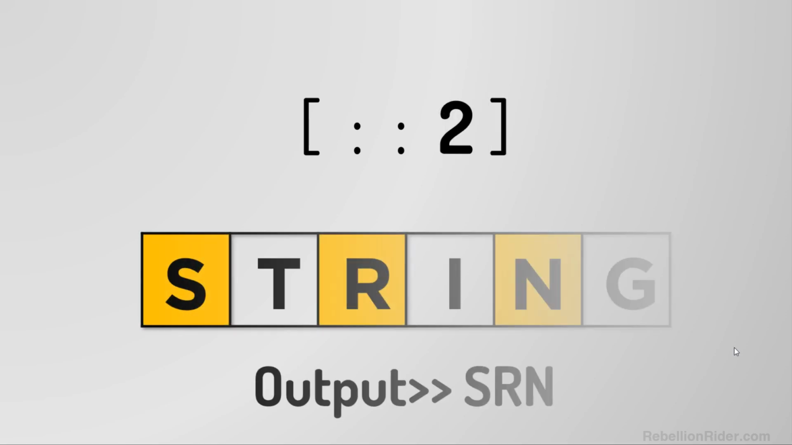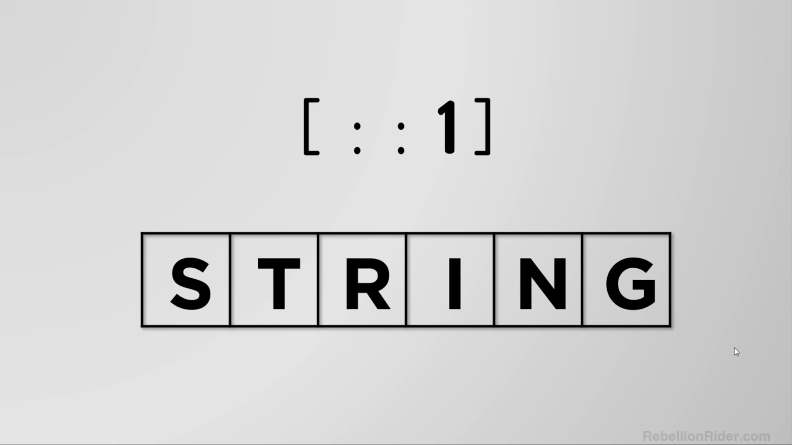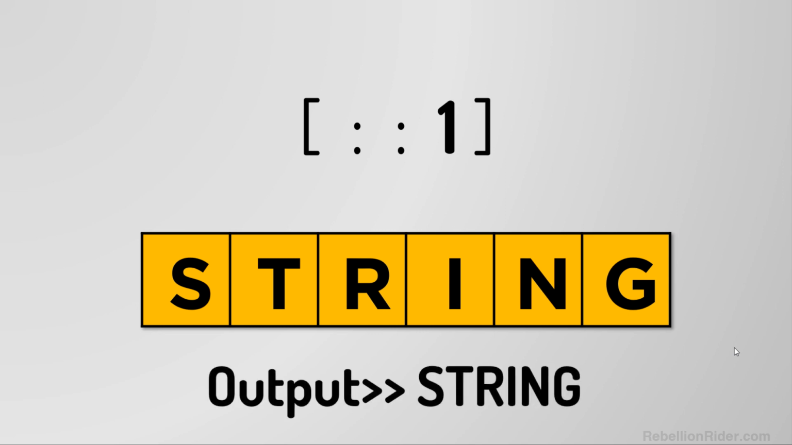This flag tells the interpreter the interval of the elements to be extracted. For example, if I have specified 2, then every second element of the string will be extracted. But here, I have specified 1, which tells the interpreter to extract every single element of the string. As a result, the string will be printed just as it is stored.